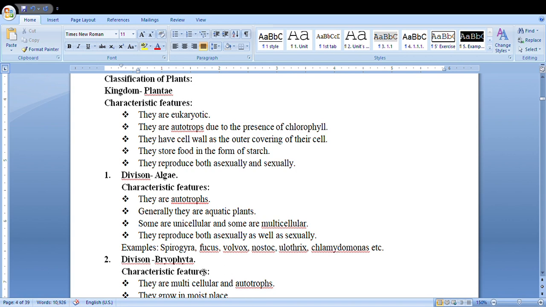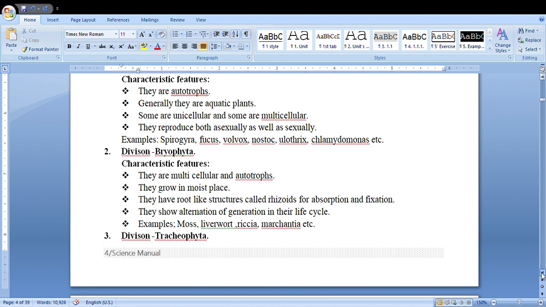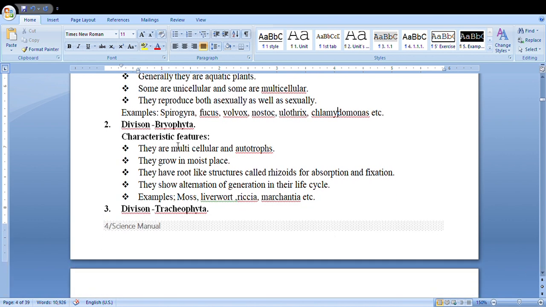Next is Bryophyta. General characteristics: they are multicellular and autotrophs. They grow in moist places. They have root-like structures called rhizoids for absorption and fixation. They show alternation of generation in their life cycle, meaning their life cycle consists of two generations. One is sporophyte, in which they reproduce by spores, and another is gametophyte, in which they reproduce by the fusion of male and female gametes. Examples are moss, Riccia, Marchantia, etc.